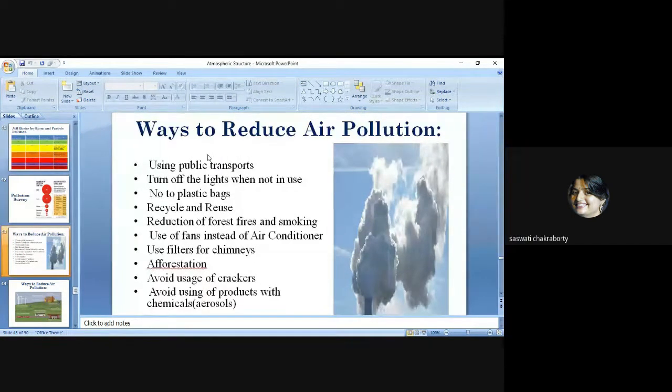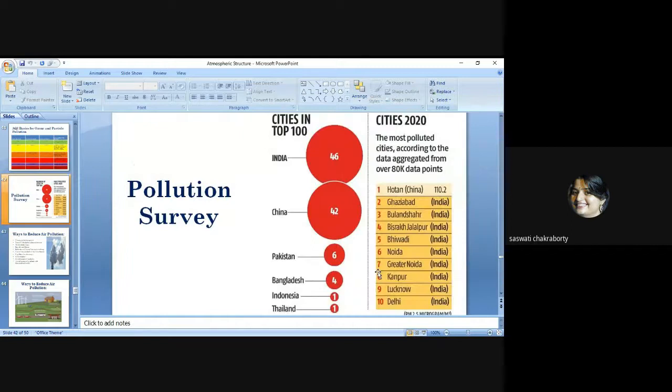Now let's think about ways to reduce air pollution. What are the ways by which you can reduce air pollution? Let's discuss. Enough of studies, enough of slides. You people just say, what are the ways?